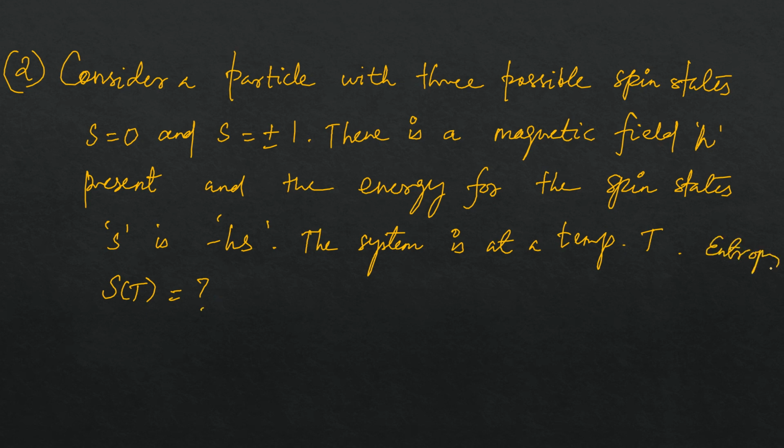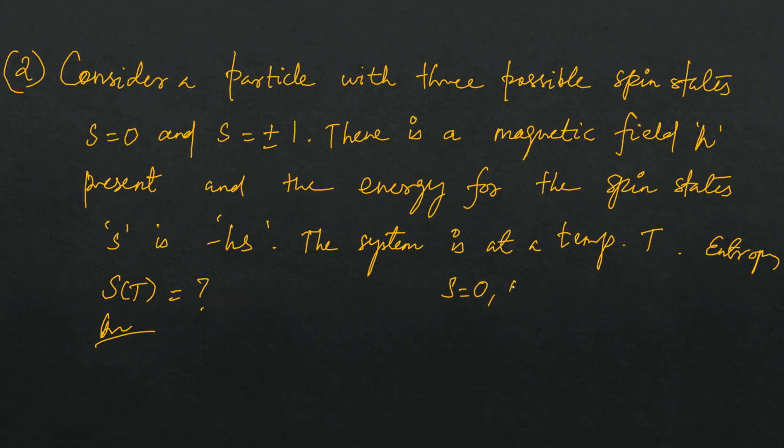How much is entropy? Okay, so this is the question. Consider a particle with three spin states, S is equal to 0, S is equal to plus or minus 1. There is a magnetic field H present, and the energy of the spin states is minus HS. The system is at a temperature T, right?